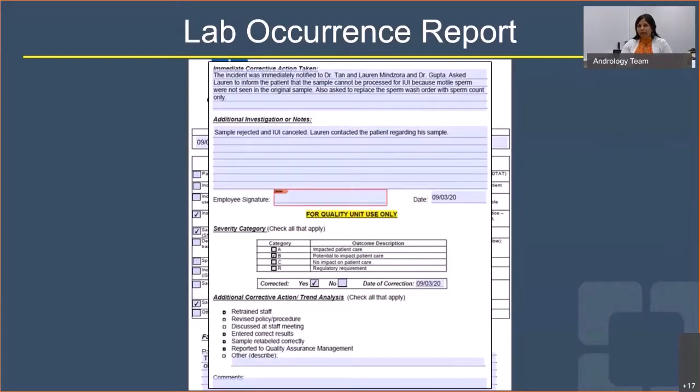Next. So this is the second part of the occurrence report. What was the corrective action taken? The incident was reported to the reproductive endocrinologist, and then she informed that the sample should not be processed because of the low numbers. And then she counseled the patient and informed him because the sample was rejected and the procedure was not carried out. And then finally, we also have tick mark in the box as showing that this incidence was corrected, the date of correction, and then this is reviewed by the supervisor and the director.